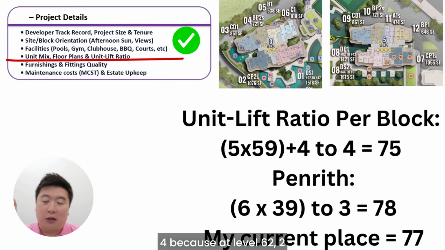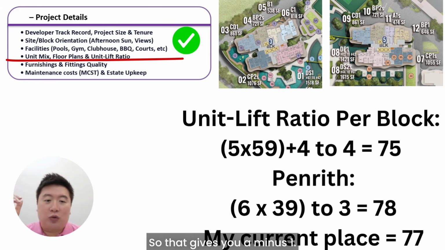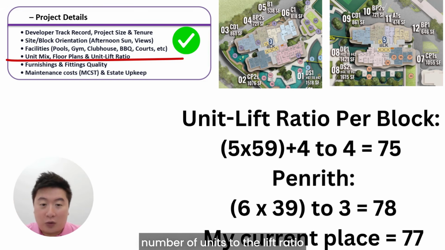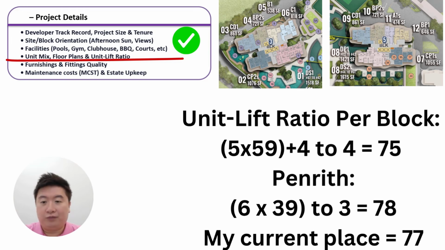Why 4? Because at level 62, two of the units are combined together to give you a penthouse. That's your step 1 and step 2. Likewise for step 8 and step 7. They actually combine together at the penthouse level, level 62. So that gives you -1. All in all, your total number of units to the lift ratio is 75 per block for Zion Grand. For Penrith, if I apply the similar math, it's actually 78.